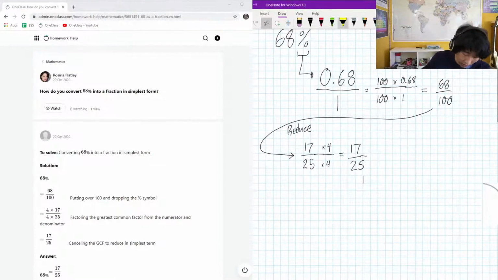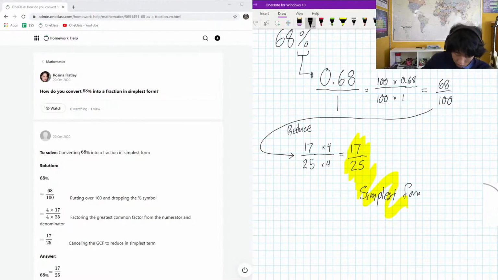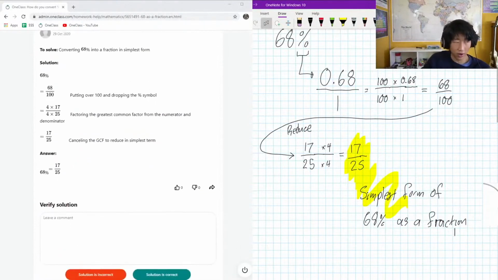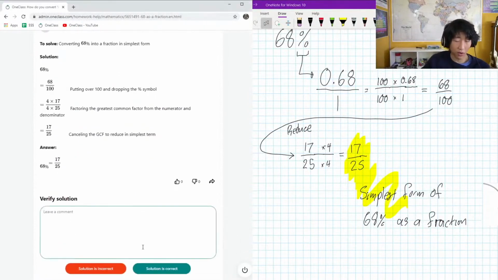Okay, so let's give this a nice highlight and say that this is the simplest form of 68% as a fraction. Okay, so yeah, that would be the answer right there, and we can be very happy that we found what we're looking for. Okay, so let's mark this answer as good.